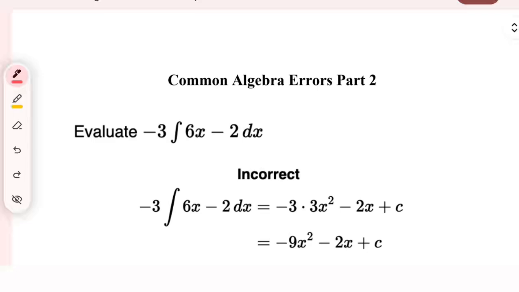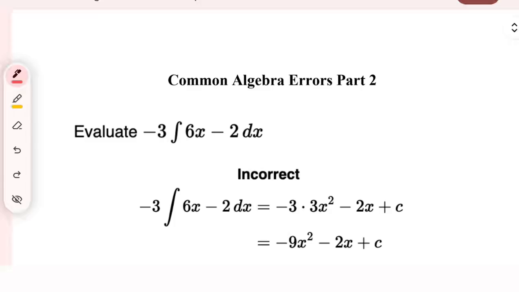All right, so this would be the second part of our series of common algebra errors. If you haven't seen the first video yet, just check the playlist and look in the algebra folder.